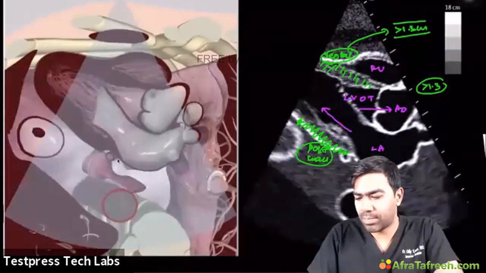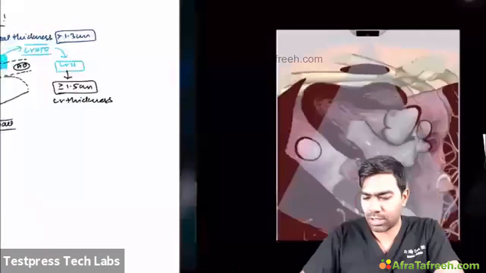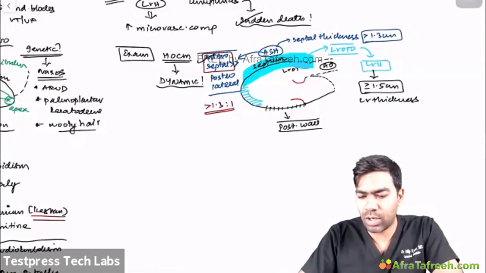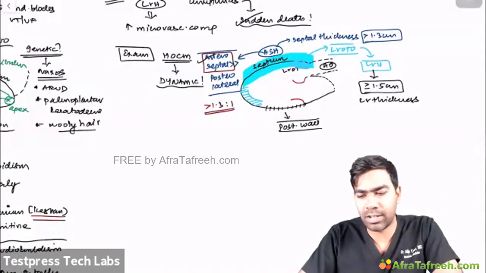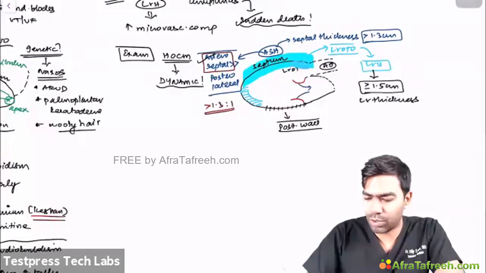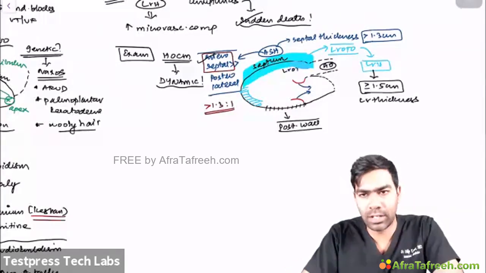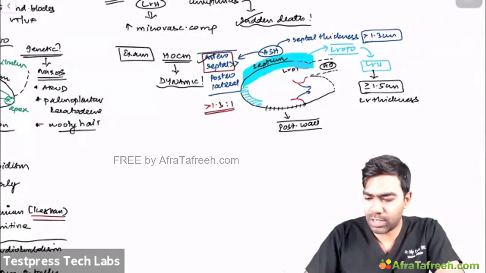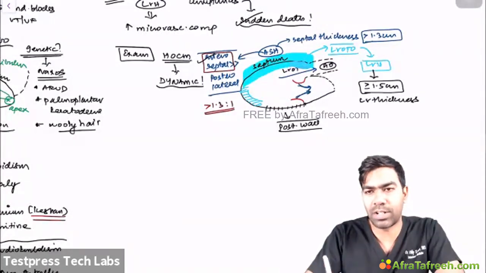At the same time, to prove this dynamic obstruction, there is one thing called systolic anterior motion of the anterior mitral leaflet. Normally during the LV systole, your mitral valve should close. That's what should normally happen. The mitral valve should close during systole because blood is moving like this, and this increased pressure should close the mitral valve basically.